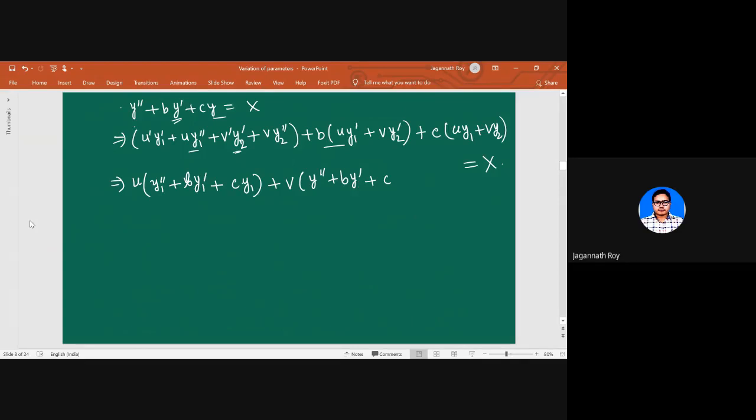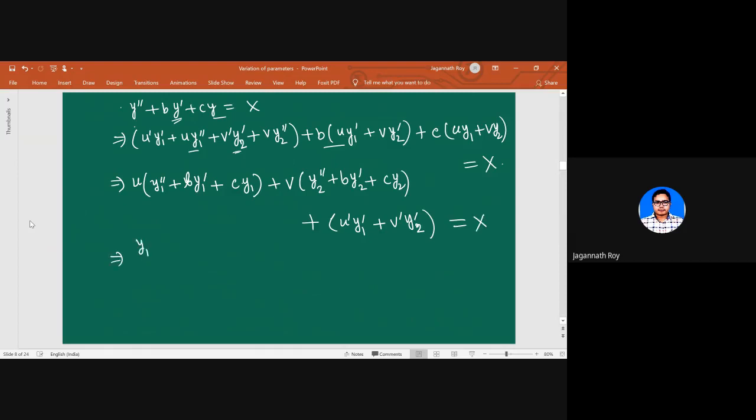This is for v, it is y2, and this is y2 plus this one. We will have, okay, these terms remaining: u' y1' plus v' y2' equals the right hand side x.